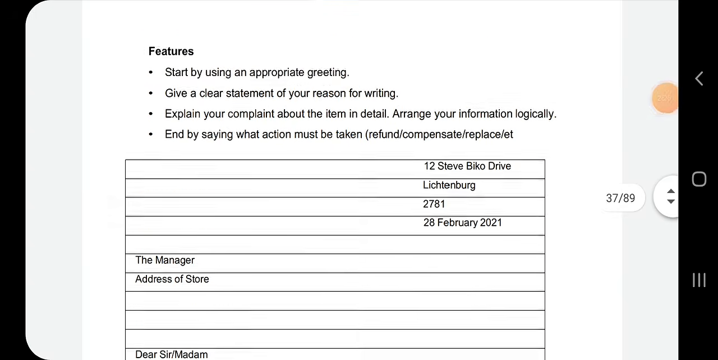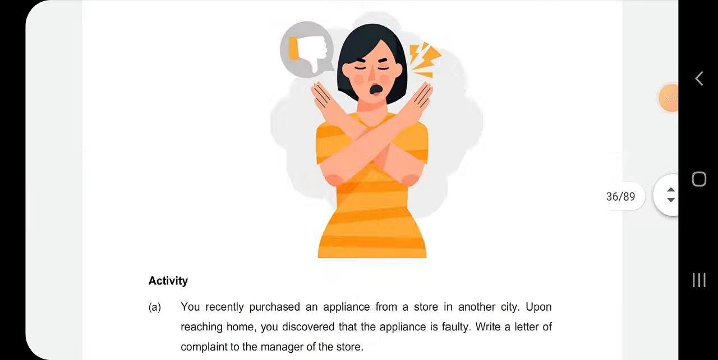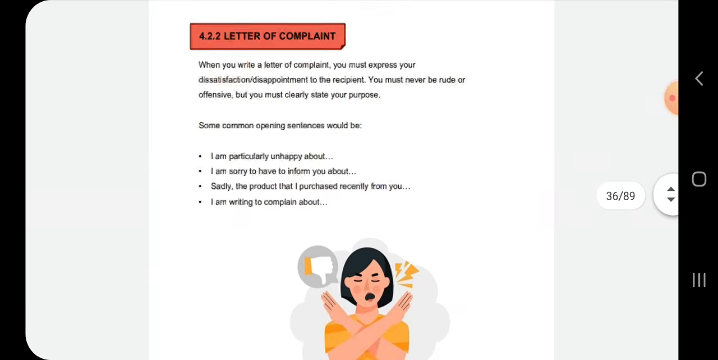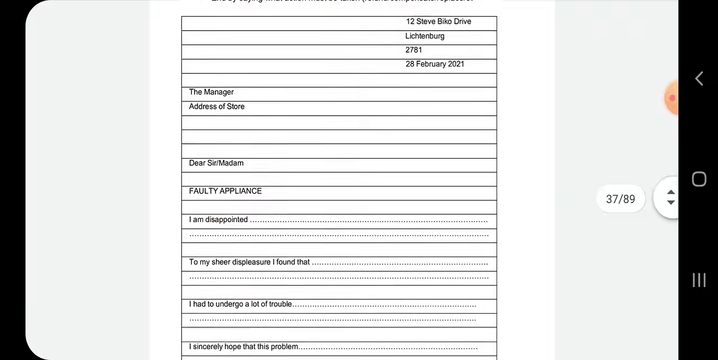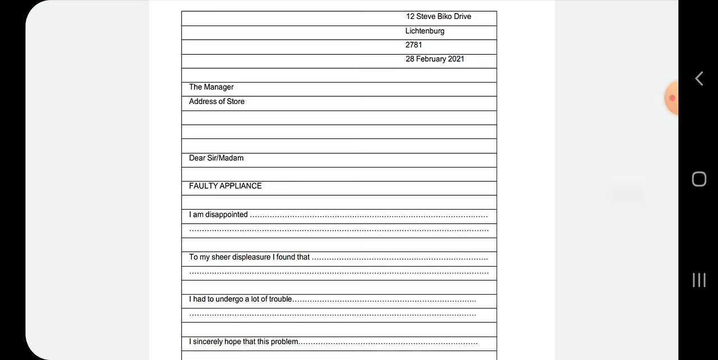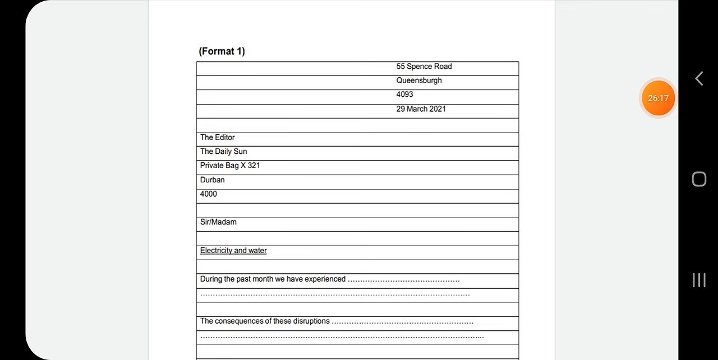So we are looking at formal letters. This is a feature of a letter of complaint. So we have the address. Oh, sorry, that was a friendly letter. So this is a formal letter.